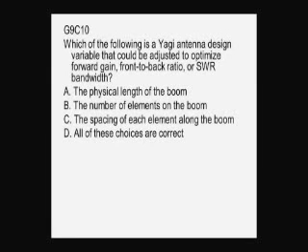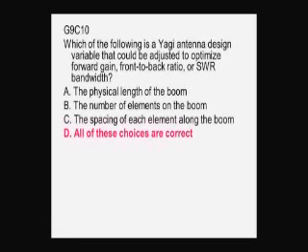Which of the following is a Yagi antenna design variable that could be adjusted to optimize forward gain, front-to-back ratio, or SWR bandwidth? The physical length of the boom, the number of elements on the boom, and the spacing of the elements. All of these are things that can be manipulated to change the various characteristics. All of these choices are correct.